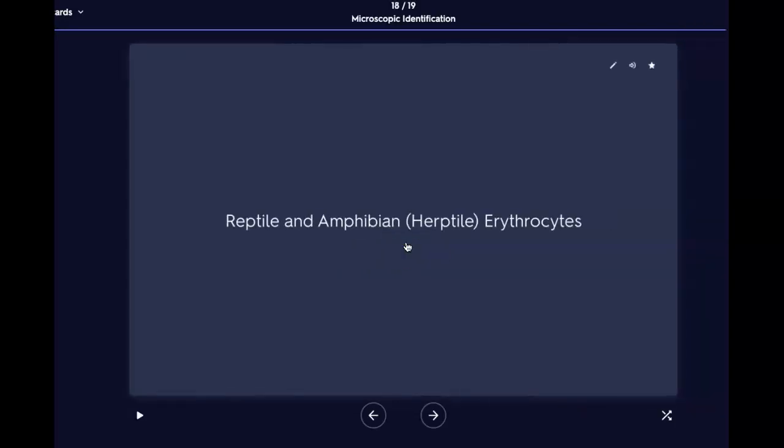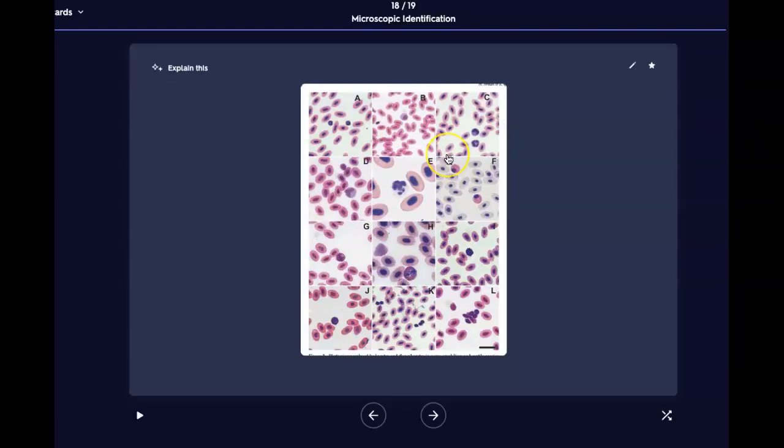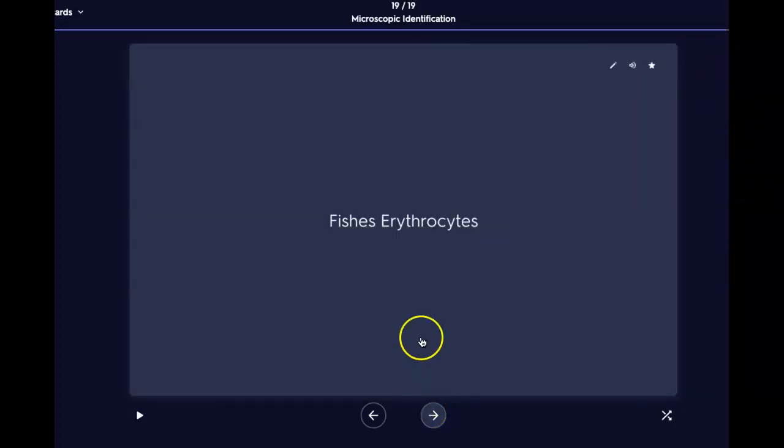Then we have reptiles and amphibians, or herptiles, which is where herpetologist comes from. Here are their red blood cells, and a few different species of both reptiles and amphibians. You can see the different gradients of the ovular shapes. And there are some white blood cells. Again, they're named differently and look different between mammals and non-mammals, which is why we're not going into the difference of all of those. It's beyond the vet assistant's pay grade. You don't need to know those things. So those are reptiles or herptiles.